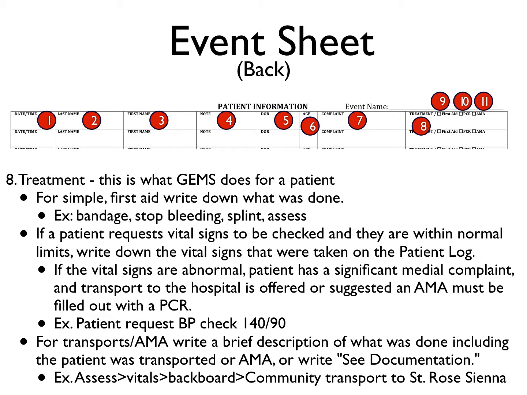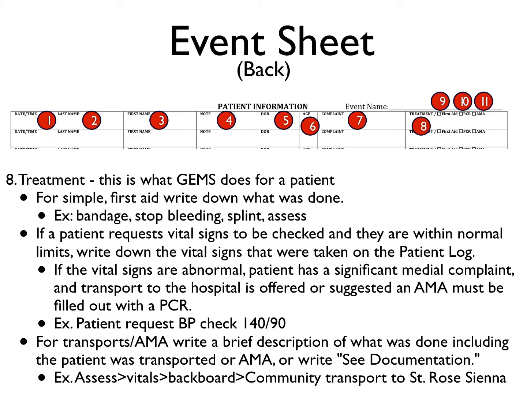The eighth box is a treatment field. This is where we can document what we did for the patient. For example, if a simple first aid was done, we can go ahead and say we gave a Band-Aid or an ice pack. If the patient requests their vital signs to be checked, we want to make sure that we write down in the complaint that we check their vital signs, but then in the treatment area, we actually want to write down those vital signs.